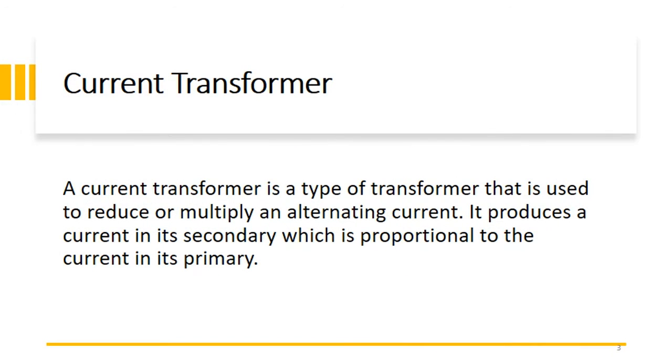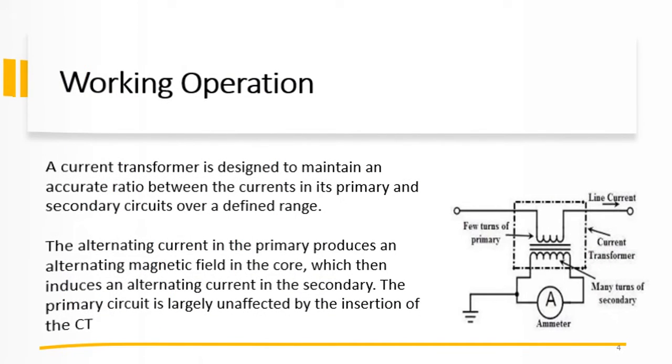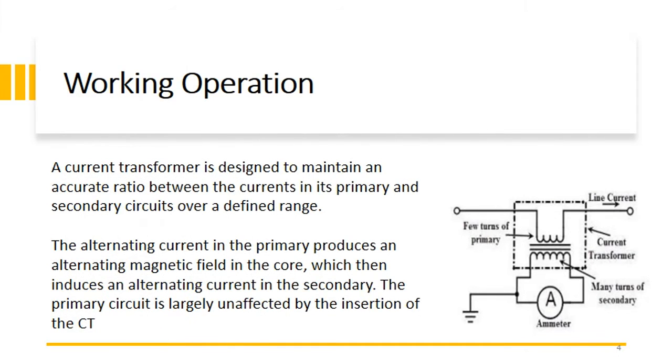First of all, we need to know about the current transformer. What is this and how does it behave? A current transformer is a type of transformer that is used to reduce or multiply an alternating current. It produces a current in its secondary which is proportional to the current in its primary. Let us discuss the working operation of the current transformer.